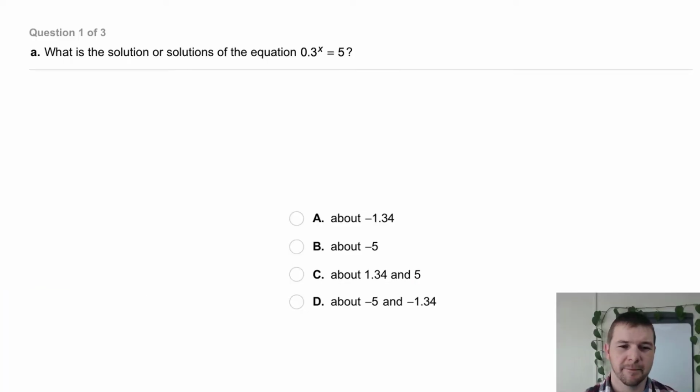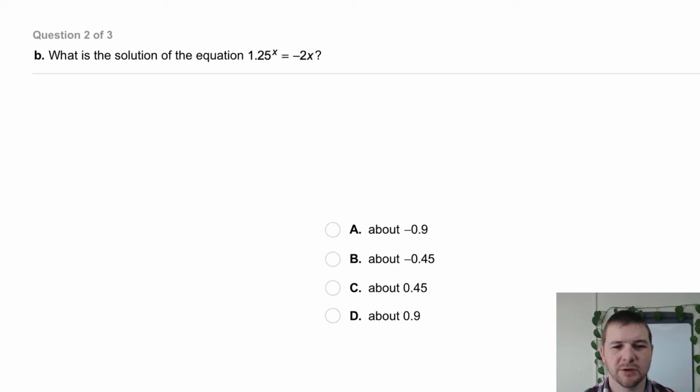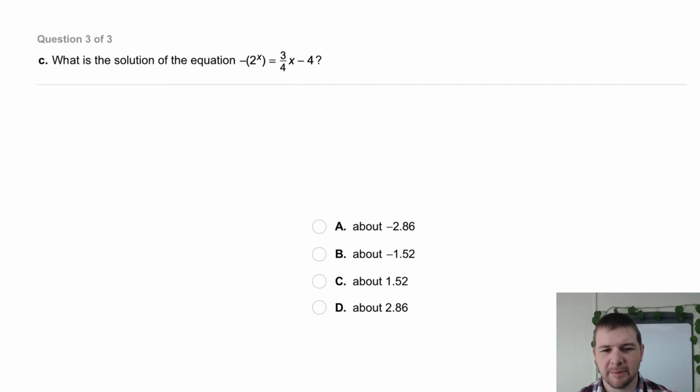Your turn. Part A. What is the solution or solutions of the equation 0.3 raised to the x equals 5? Part B. What is the solution of the equation 1.25 raised to the x equals negative 2x? And part C. What is the solution of the equation negative, the quantity 2 raised to the x power, equals 3/4 x minus 4?